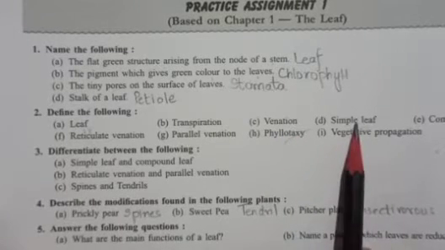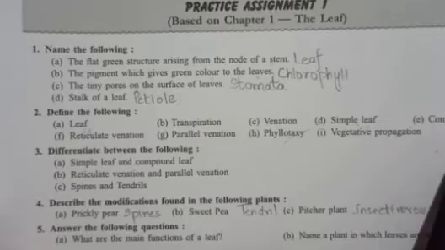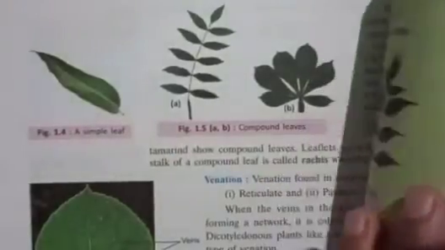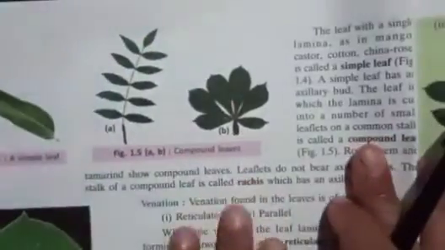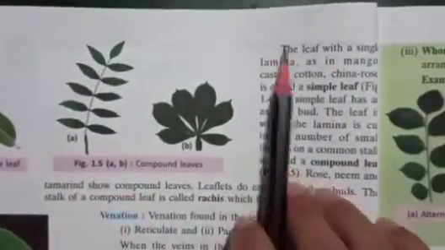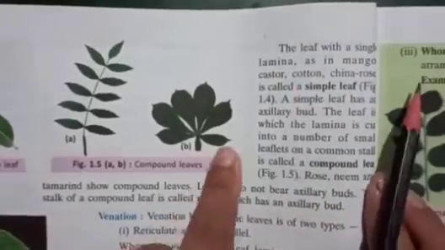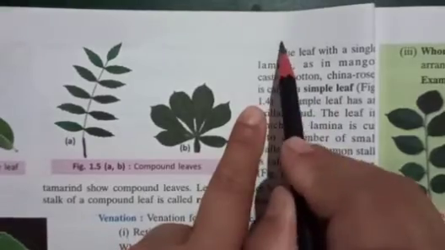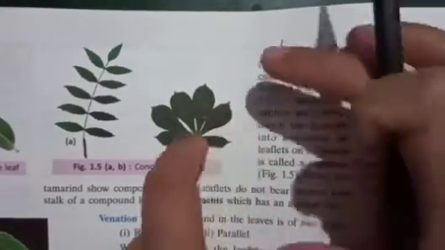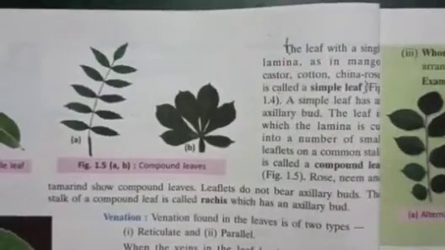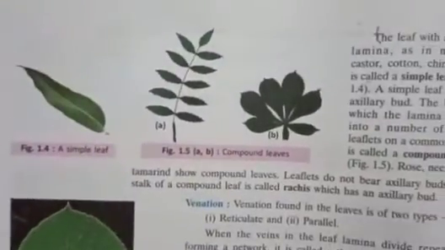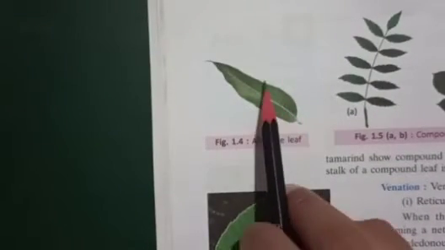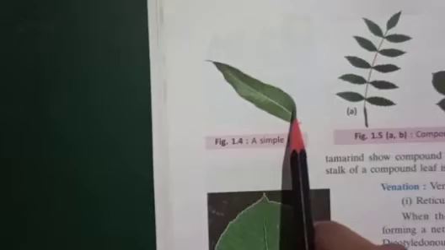Then comes simple leaf, and then there is compound leaf also. Okay, for that, open page number 4. Okay, so the answer is written here. The leaf with a single lamina, as in mango, castor, cotton, China rose, is called a simple leaf. So the leaf which has a single lamina, like in mango leaf, like in lychee, like in cotton, castor, which have a single lamina, is called simple leaf.